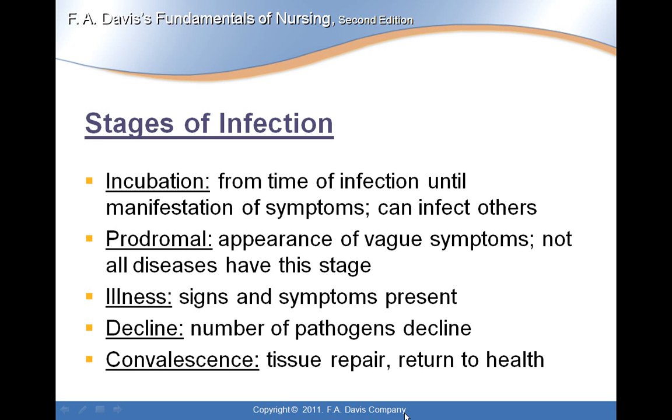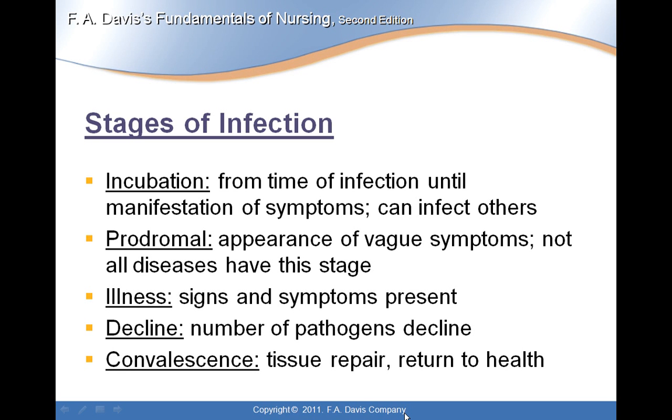And so during the prodromal period, this is when the person has the appearance of vague symptoms, but not all diseases will have this stage. And so again, HIV is one of those, when the person talks about the symptoms, usually the person has cold or flu-like symptoms. Maybe they have it for 1 to 2 weeks, and so usually this is early in the period when the person has become affected with it.